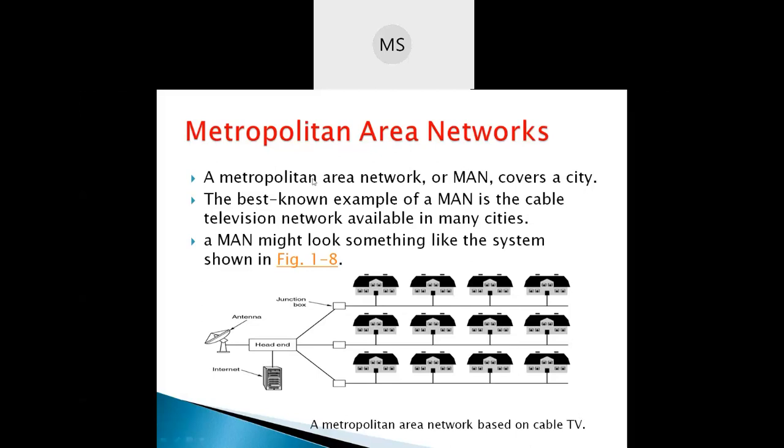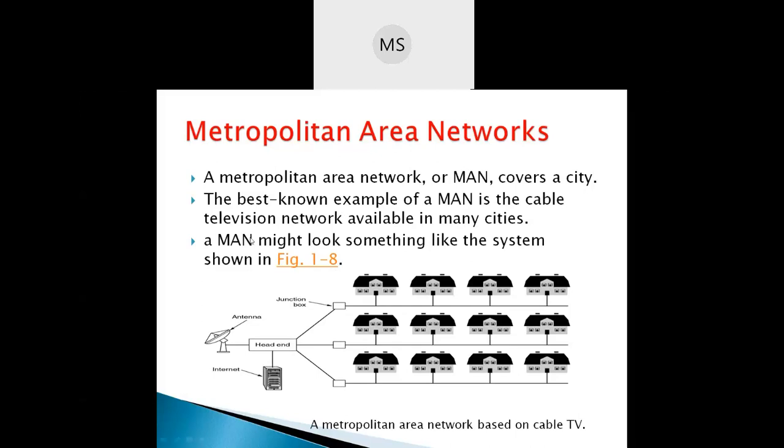Metropolitan area networks, which we sometimes call a MAN, will cover an entire city. The best known example of a MAN is the cable television network available in many cities. Suppose in Nagari, the total cable TV connections can be called a metropolitan area network, if it has more than 10 kilometers of coverage area. In Tirupati, the television network covers more than 10 kilometers, so this can be treated as one metropolitan area network.